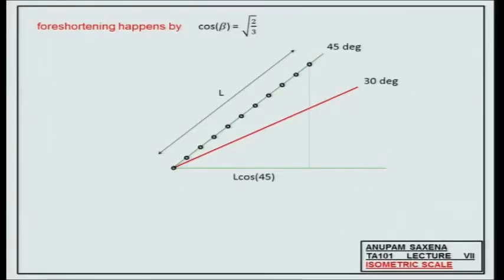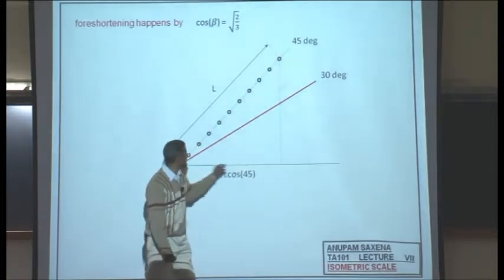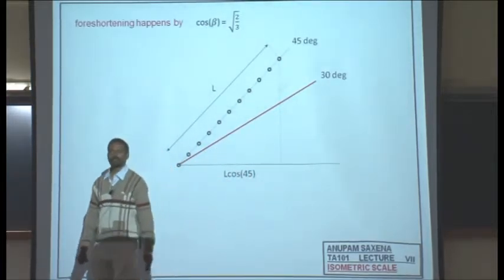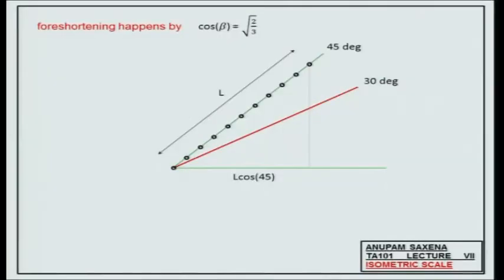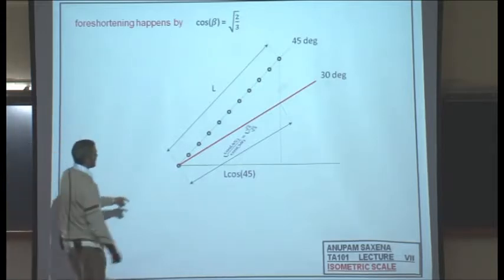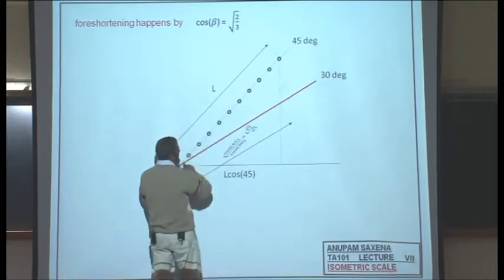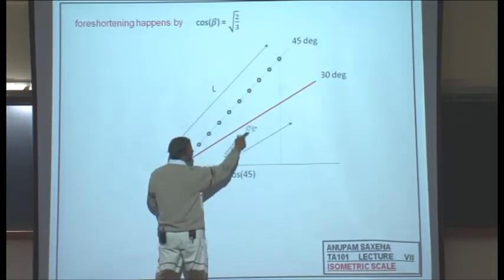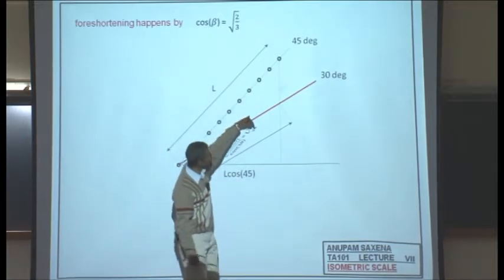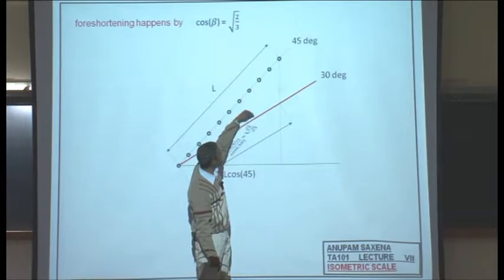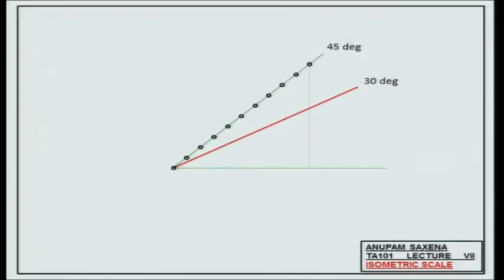What is this length? This length over this length is cosine of 30. So you can find what that length is. L cosine 45 over cosine of 30, which is L times root 2 over root 3. So in effect, what's happening is that you are scaling the lengths on the 45-degree line by root 2 over root 3, if you are taking vertical projections of those points on the 45-degree line onto this red line. Okay?